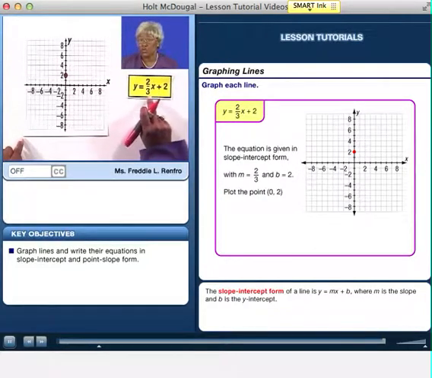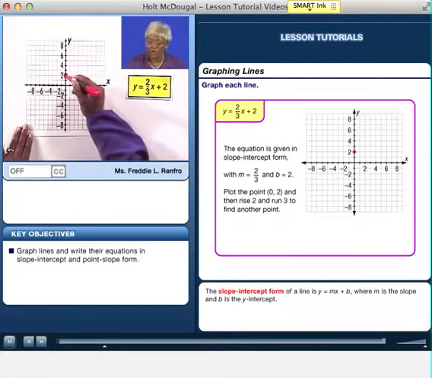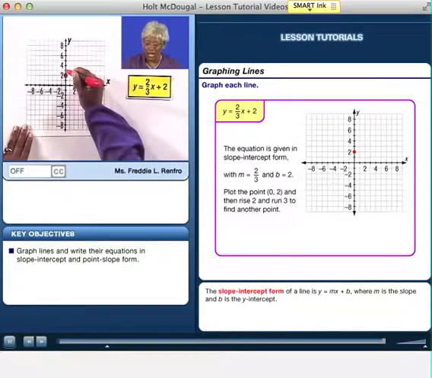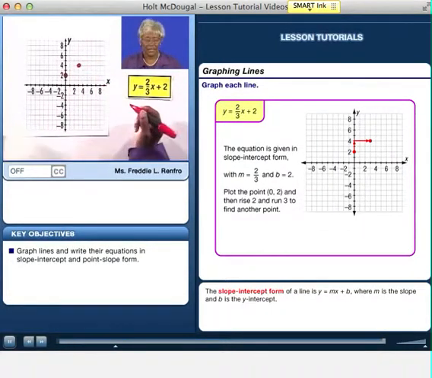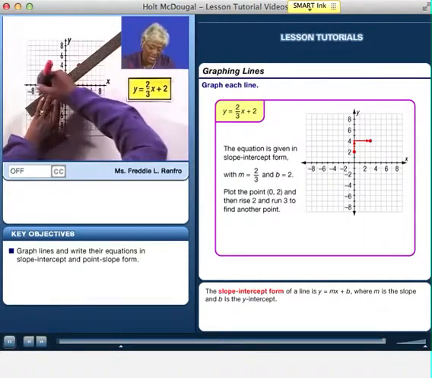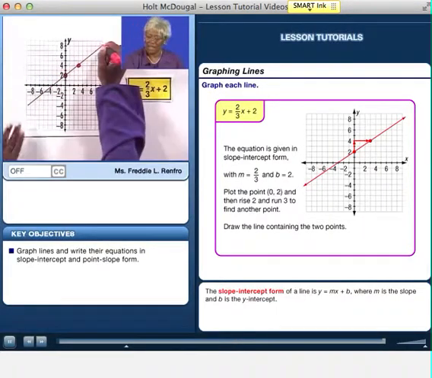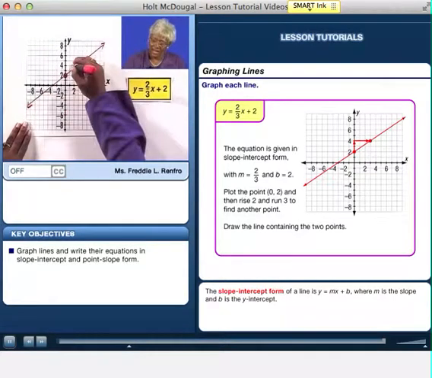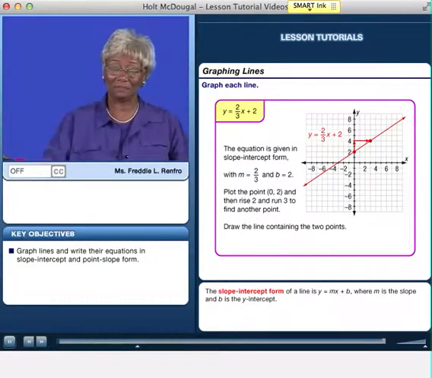Since our slope is 2 over 3, remember, rise over run. I'm going to start from my y-intercept. I'm going to rise 2, and I'm going to run 3. 1, 2, 3. I got another point, and it takes 2 points to determine a line. I'm going to graph my line. And the equation of that line is y equals 2/3 x plus 2. I did it. Let's do another one.